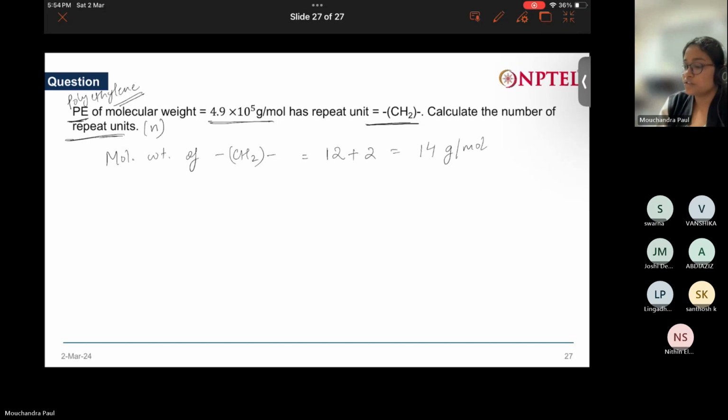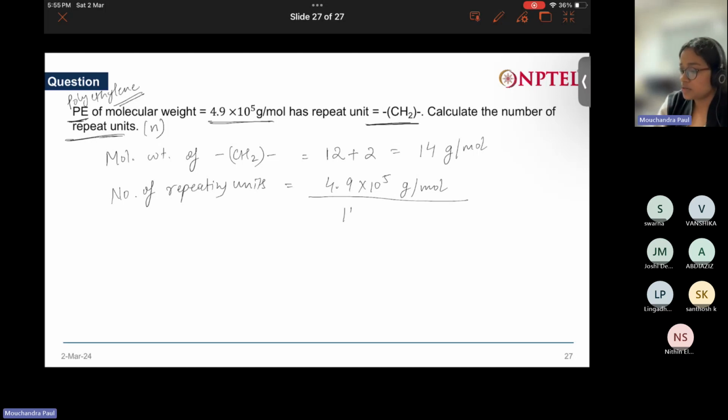That's it. To calculate the number of repeating units, you will simply divide 4.9 times 10 to the power 5 gram per mole by the molecular weight of the repeating unit, which is 14 gram per mole. Someone calculate and let me know the value.